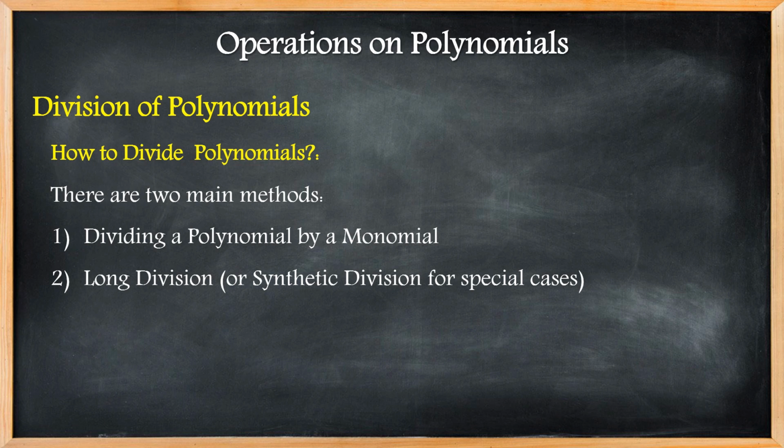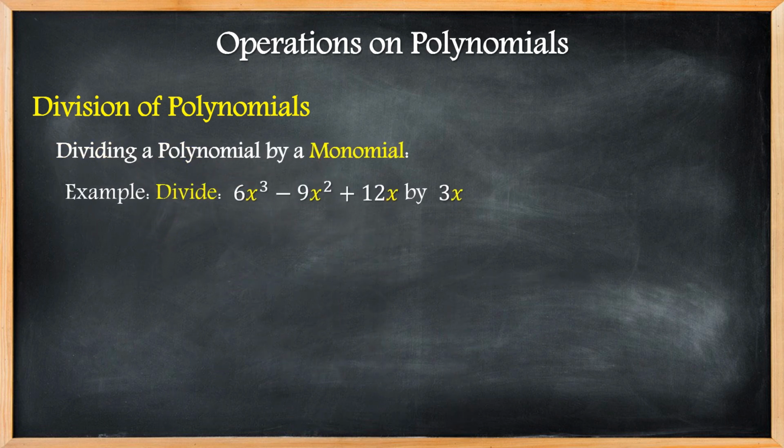There are two main methods for dividing polynomials. 1. Dividing a polynomial by a monomial. 2. Polynomial long division, which is similar to long division with numbers. Let's go through both methods step by step. Dividing a polynomial by a monomial. When dividing a polynomial by a monomial, we split the expression into separate fractions and divide each term individually.